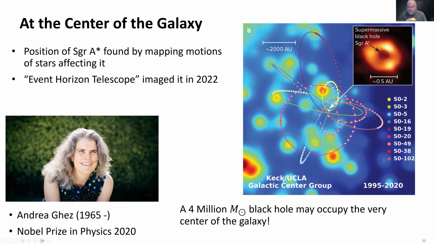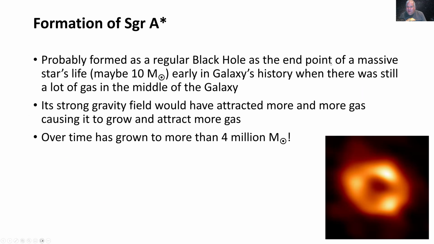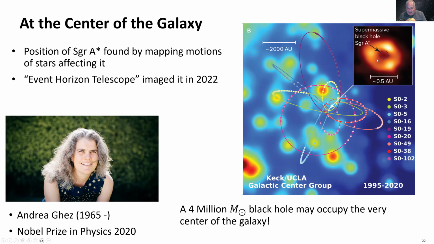Basically, we can detect where it is and exactly where it is by looking at the motion of stars in the center of the galaxy and mapping out their orbits over time. And this is in a very small region in the center of the galaxy. That's a 2,000 astronomical unit area. So a lot of stars in a relatively small area. By tracking out all these orbits, you can pin down exactly where this object is and its mass roughly.